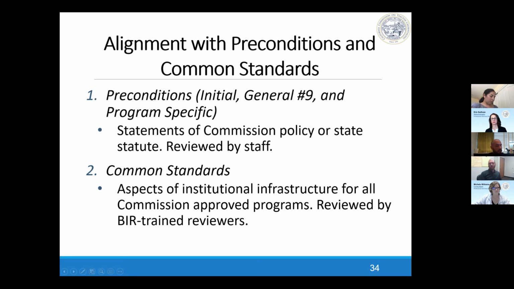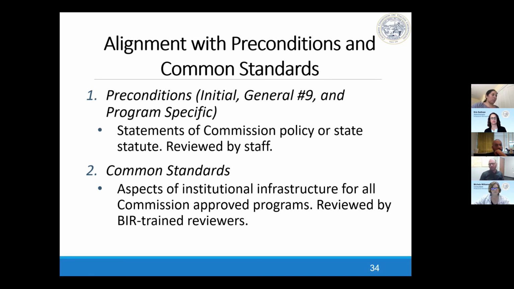So in stage 3, after you've been determined to be eligible by the commission, you will be submitting responses to the preconditions, and so that will be the initial program preconditions, general precondition number 9, and that's only going to be for IHEs, and then whatever program specific preconditions that you're proposing to offer.